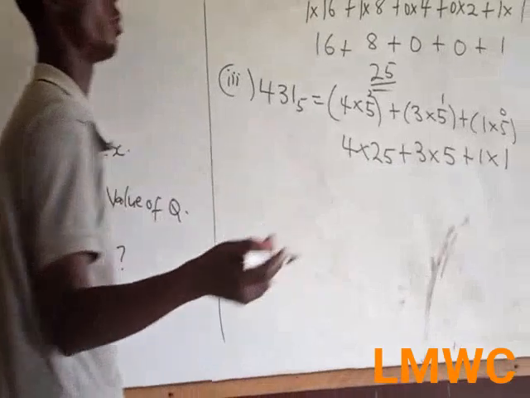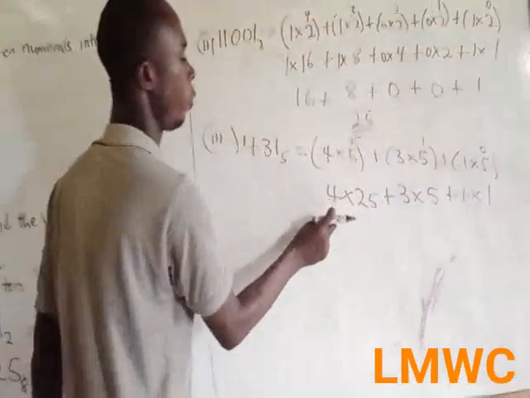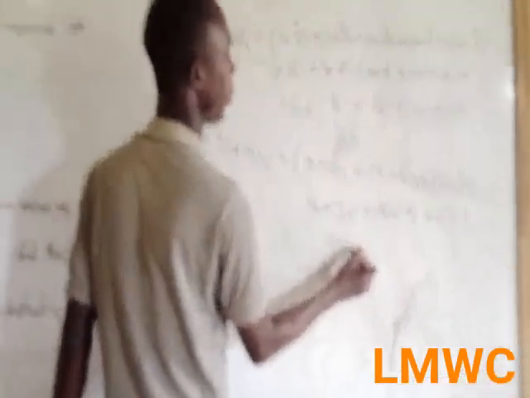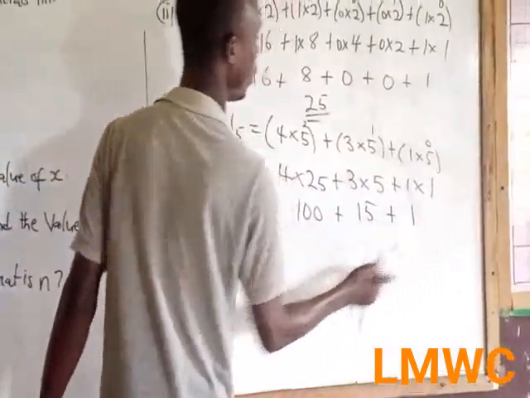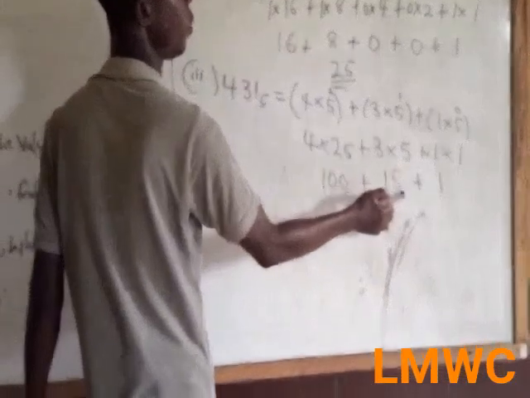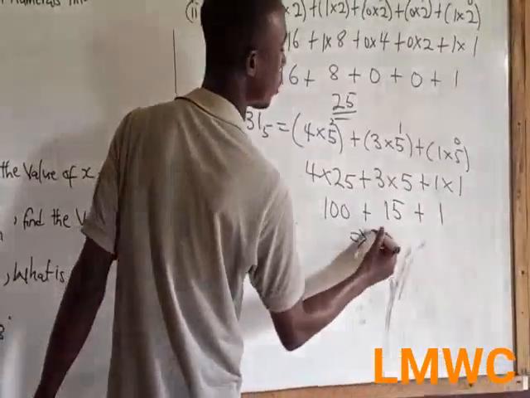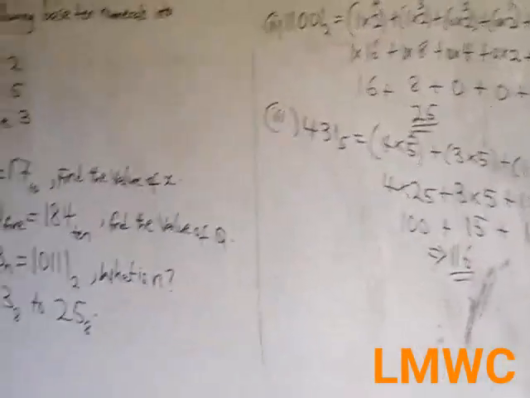Even 1 billion raised to the power 0 is 1. So 4 times 25 is 100, plus 3 times 5 is 15, plus 1 times 1, which is 1. So 100 plus 15 is 115, plus 1 is what? 116.